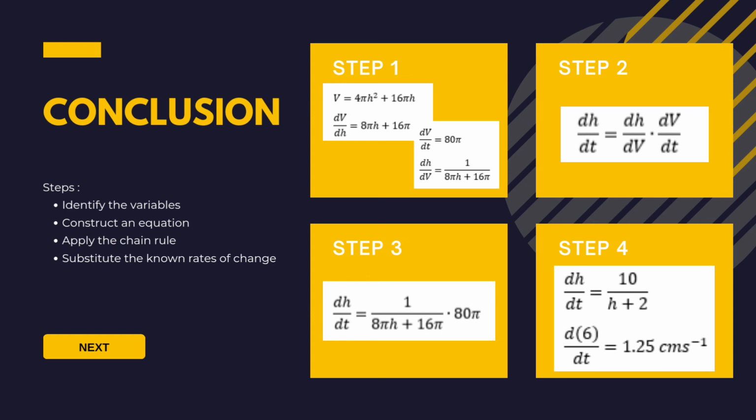To solve the problem, we use step number 1, identify the variables. Second step, we apply the chain rule. Third step, substitute the values. And lastly, solve the equation to get the answer, which is 1.25 centimeters per second.